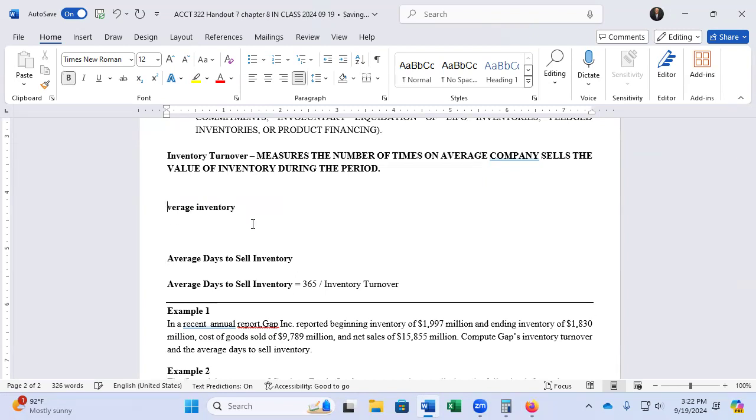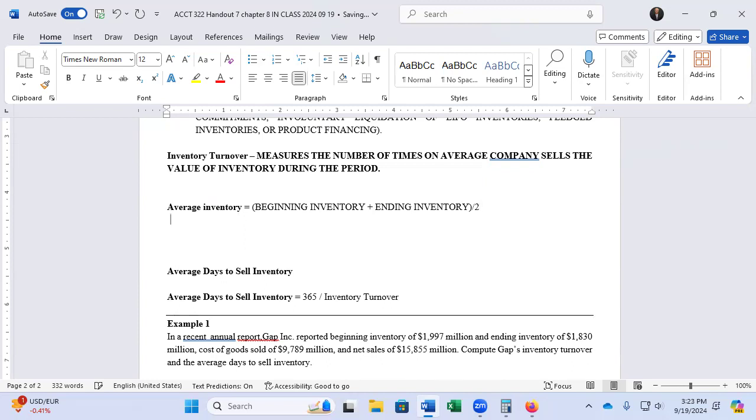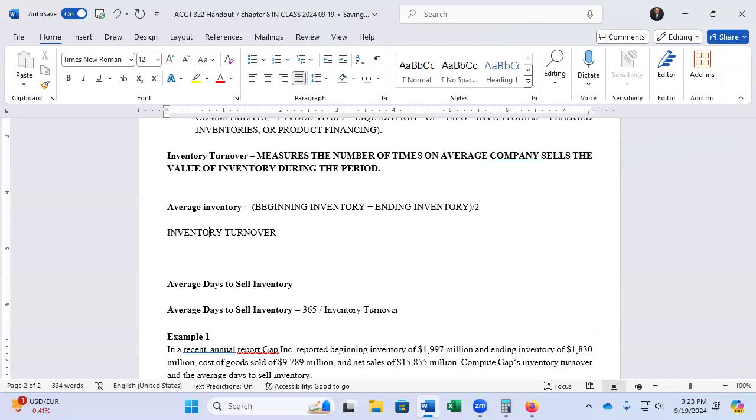Okay, and so we need the definition for average inventory. And so that equals beginning inventory plus ending inventory divided by 2. And then inventory turnover equals the cost of goods sold divided by the average inventory.